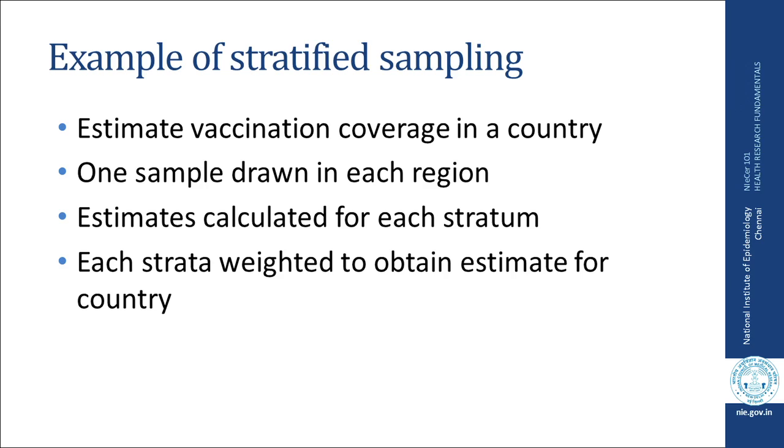An example of stratified sampling is, suppose you want to estimate the vaccination coverage in your country. One sample is drawn from each region, north, east, south and west, and the estimate is calculated for each stratum, and then at the end you can weight the strata according to the estimated size of the regions.